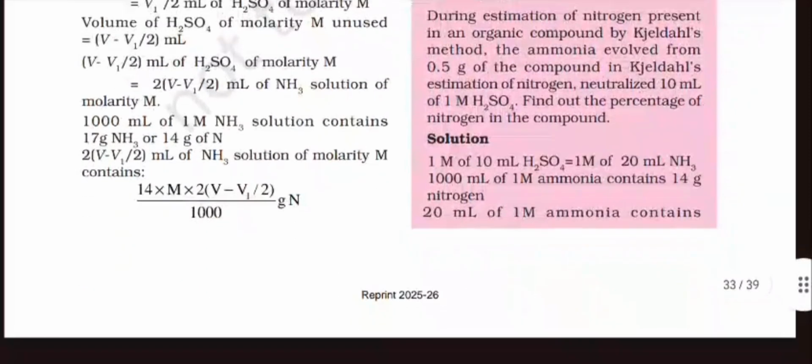1000 ml of 1 M NH3 solution contains 17 g NH3 or 14 g of N. 2(V - V1/2) ml of NH3 solution of molarity M contains 14 × M × 2 × (V - V1/2) / 1000 g N.